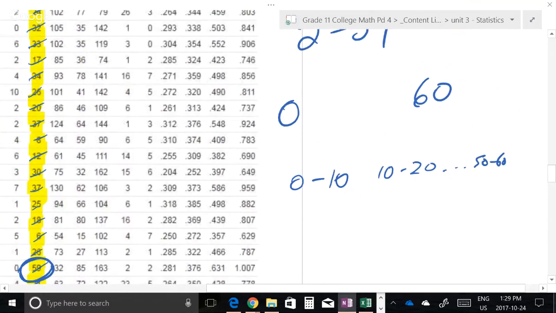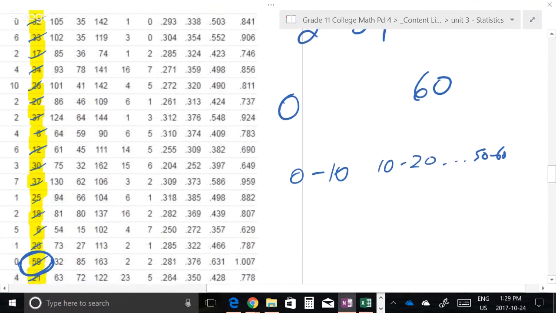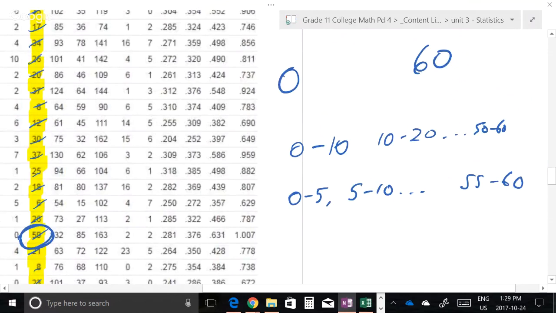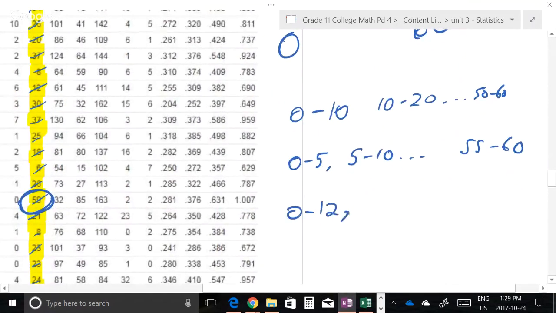But what could I have done if I wanted to? Sorry? Yeah, I could have easily gone 0 to 5, 5 to 10, all the way up to 55 to 60. Yeah. I could have done 12s if I want to, right? Anything that divides nicely works. 60 divides by 12. So I could have gone 0 to 12, 12 to 24, all the way up to 48 to 60, right? Doesn't matter how you do it. Does anyone have any questions about that? There's no magic bullet for how wide or how narrow to make your bins. It's kind of up to you.